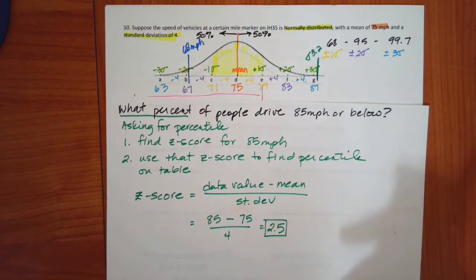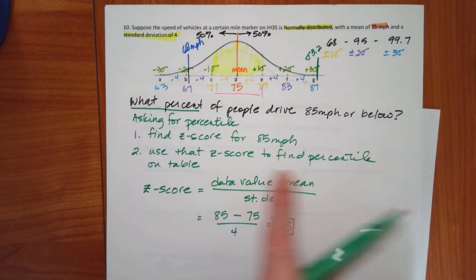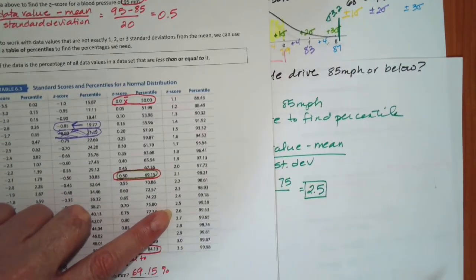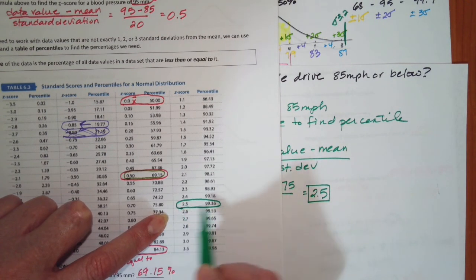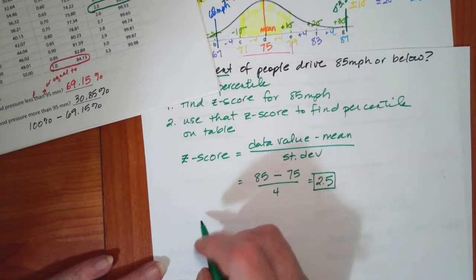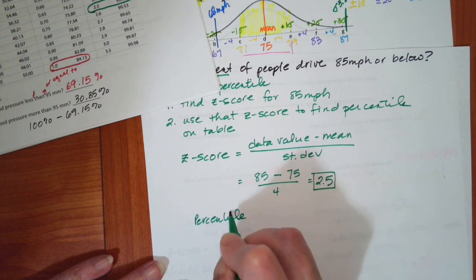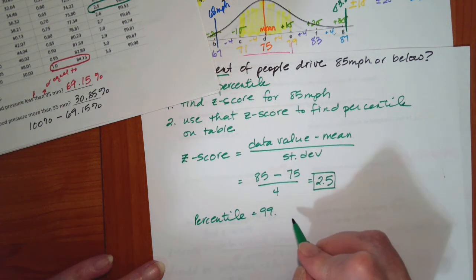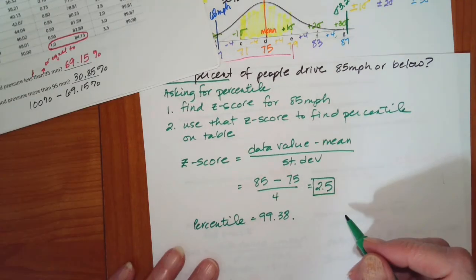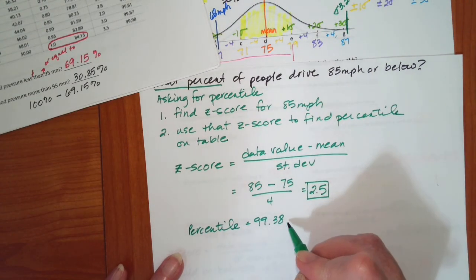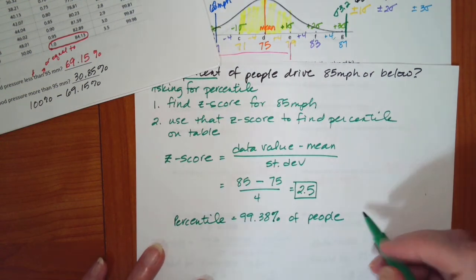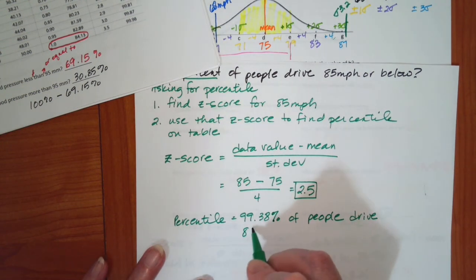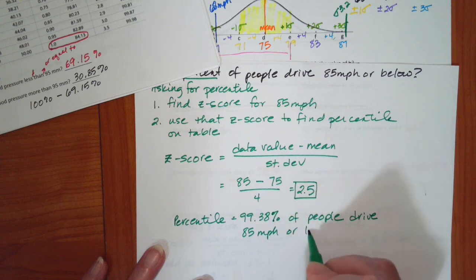Okay, so I found my z-score. Now I am going to go to my table and find the percentile on here. So if I have a z-score of 2.5 on my table, the percentile is 99.3, I think it's 38. And that's what the percentile means. 99.38% of people drive 85 miles per hour or less.